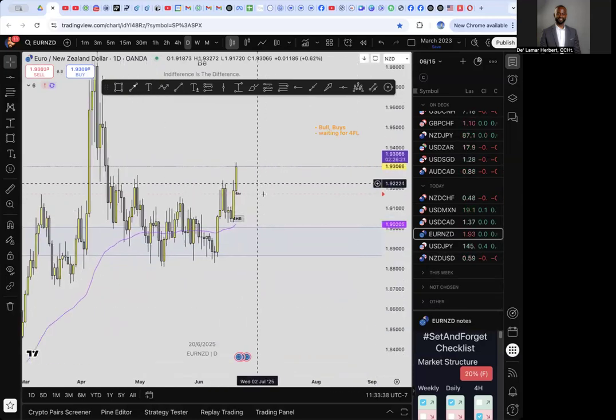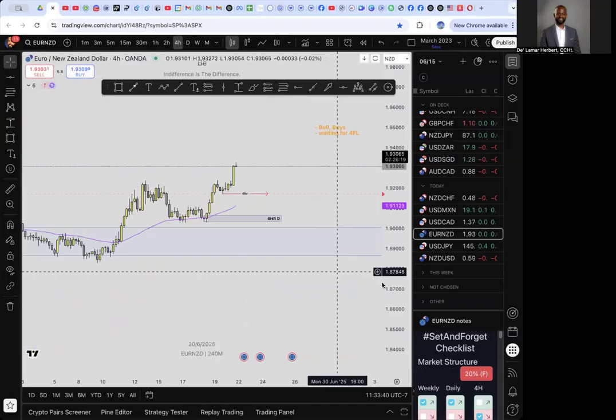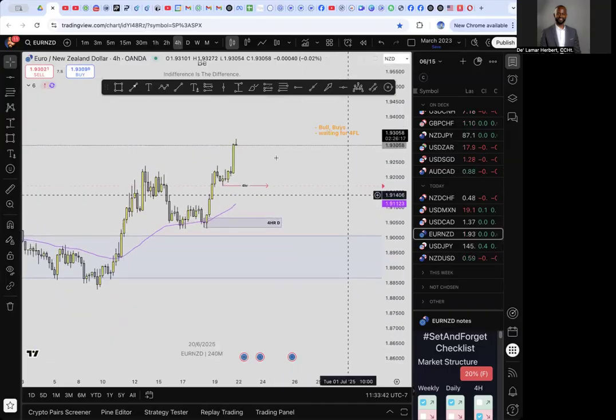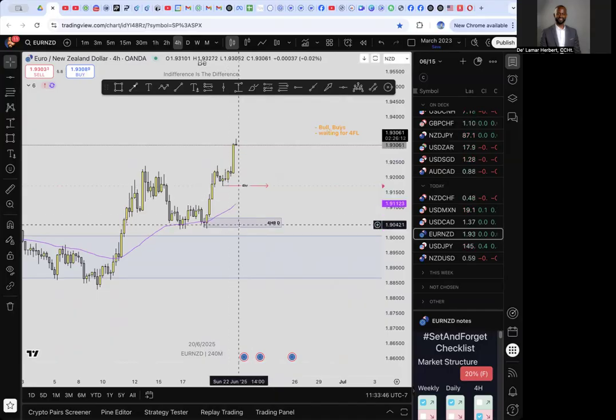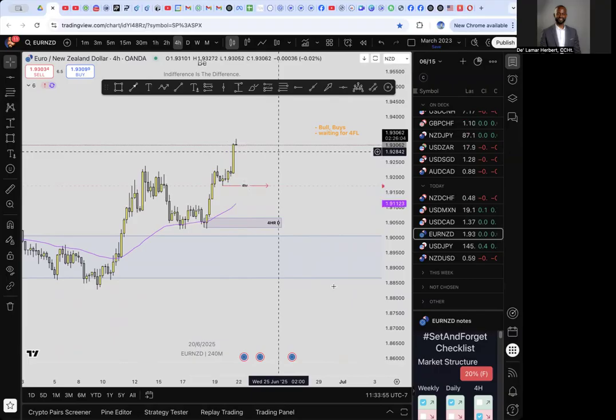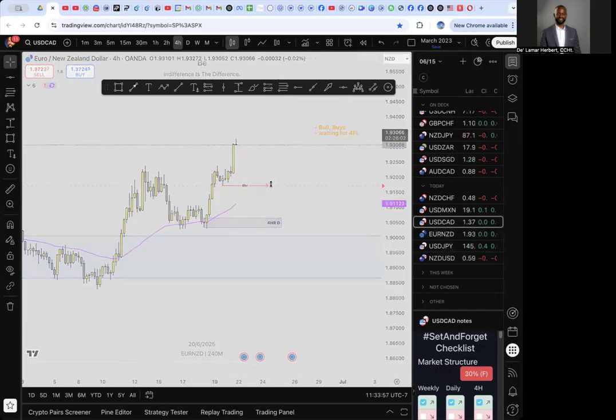Next, we got Euro NZD. We're waiting for our first low. Let's see if we got that already. Nope, we haven't gotten our first low here, but we do have an existing first low down here with our demand zone. So we'll see what price does. Maybe it'll manipulate this first low and then shoot back up. We have an alert there as well.